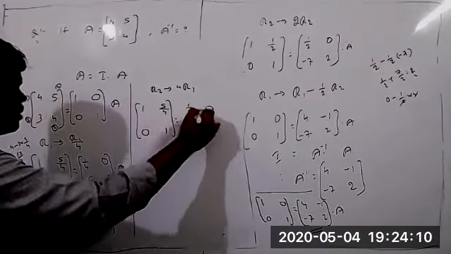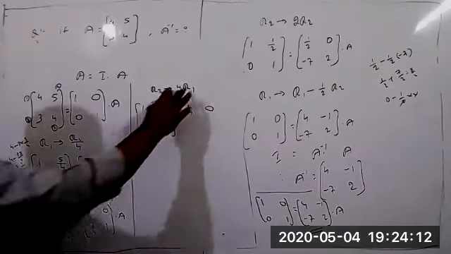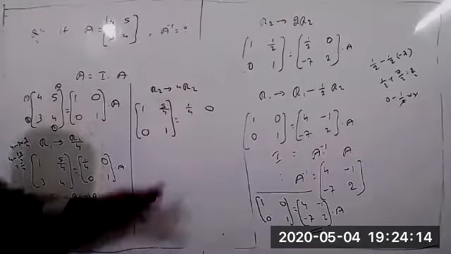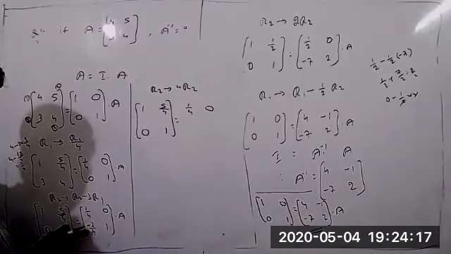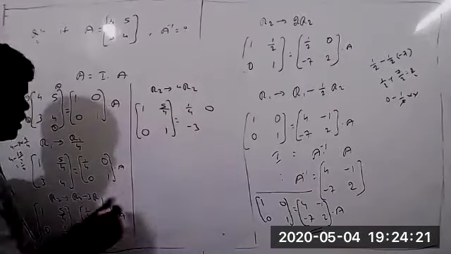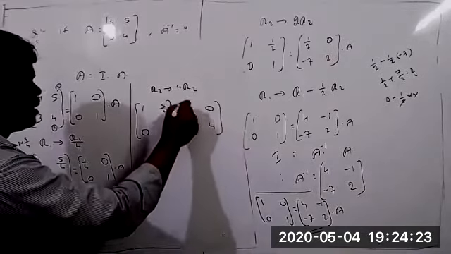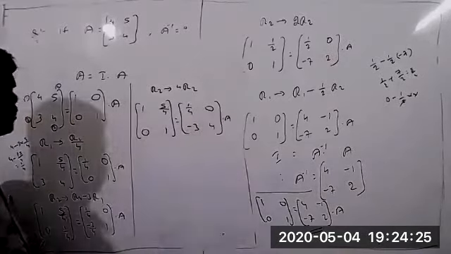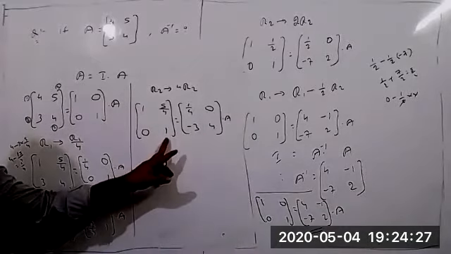So it should be 4R2? Sorry, this is 4R2, yes. 1 by 4, 0. So here 4 into minus 3 by 4, the 4 will be cancelled, so minus 3. 4 into 1 equal to 4 into A. It's fine now. So 1 0 1 we got.